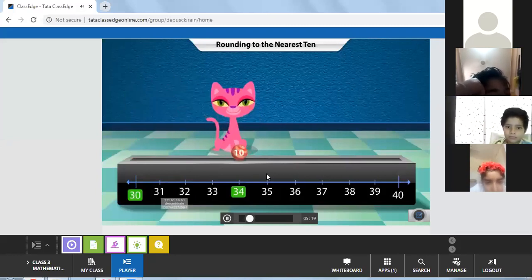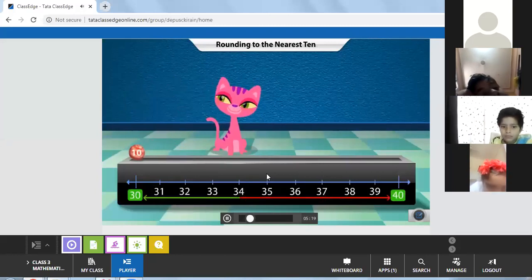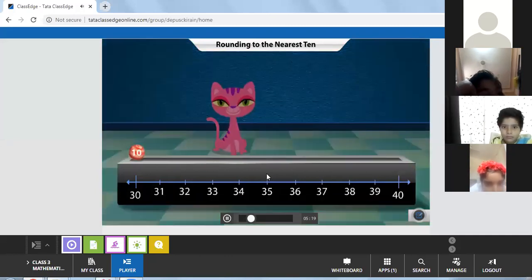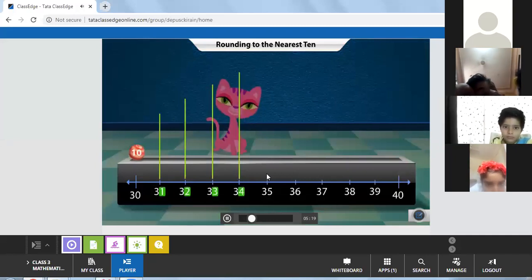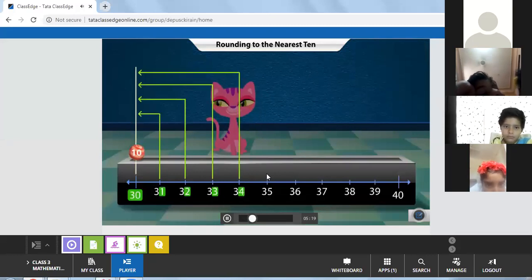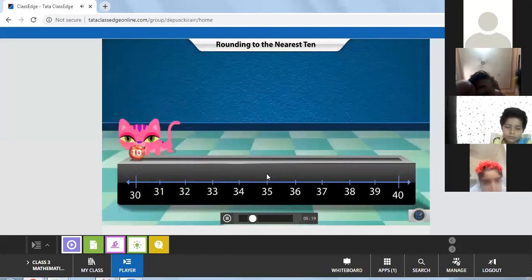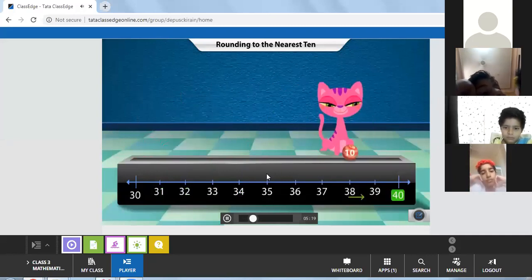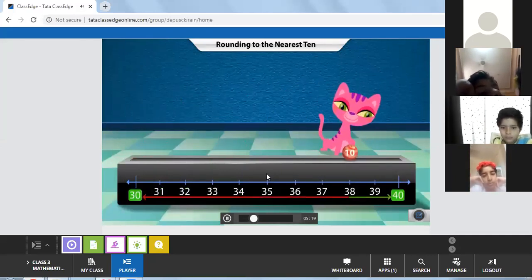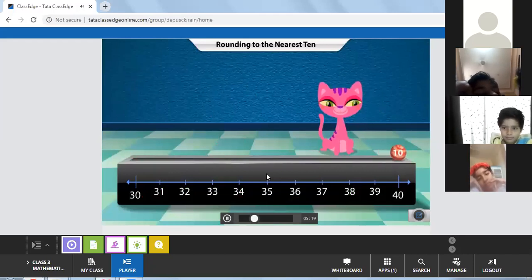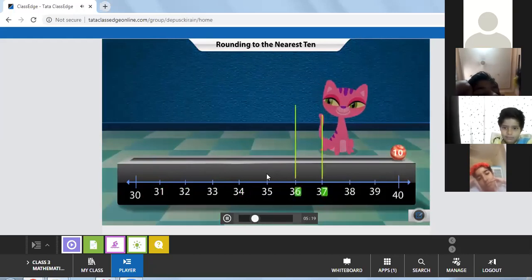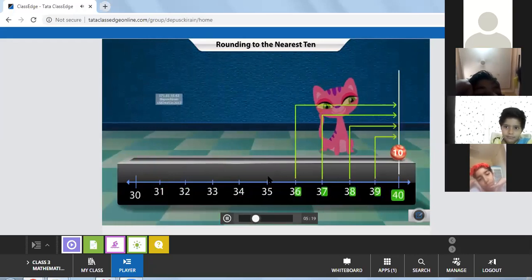34 is closer to 30 than 40. So 34 is rounded to 30. The numbers that end with 1, 2, 3, or 4 are rounded to the earlier multiple of 10. Similarly, 38 is closer to 40 than 30. That's why 38 is rounded to 40. The numbers that end with 6, 7, 8, or 9 are rounded to the next multiple of 10.